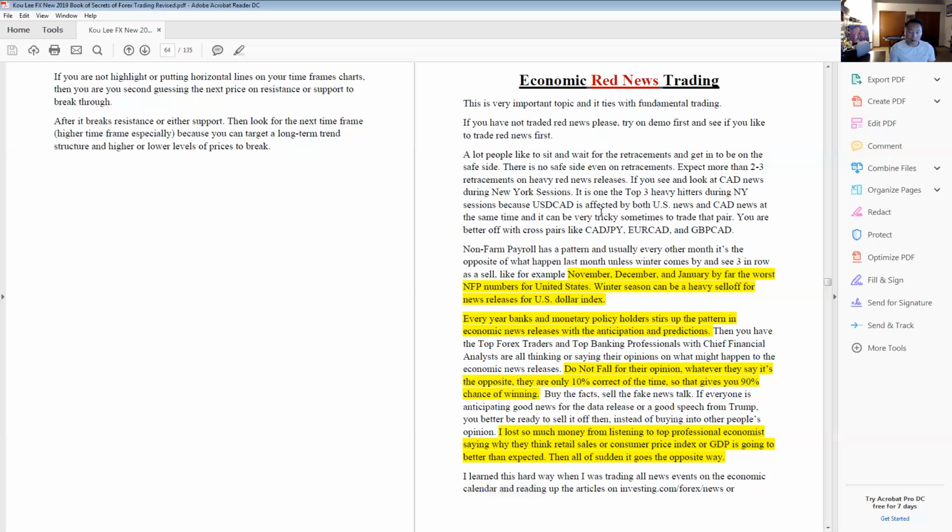I don't buy into any of the chief financial analysts' opinion. I don't care what FX3.com's got to say. If they say it's going to be good, I'm selling it. If they say it's going to be bad, I'm buying it. That's the easiest way to go off of. You can use the 1 minute chart to look at it, which I do.